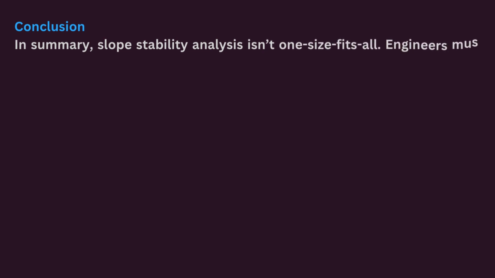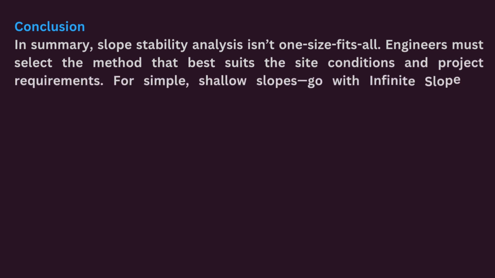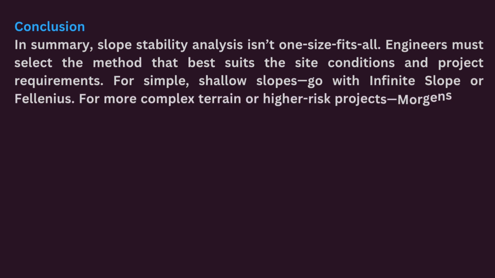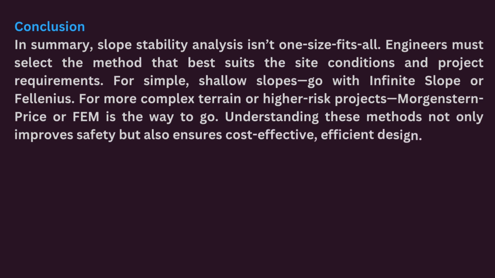Conclusion. In summary, slope stability analysis isn't one size fits all. Engineers must select the method that best suits the site conditions and project requirements. For simple, shallow slopes, go with infinite slope or Fellenius. For more complex terrain or higher-risk projects, Morgenstern-Price or FEM is the way to go. Understanding these methods not only improves safety, but also ensures cost-effective, efficient design.